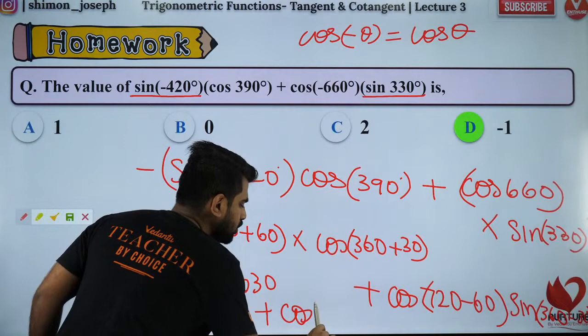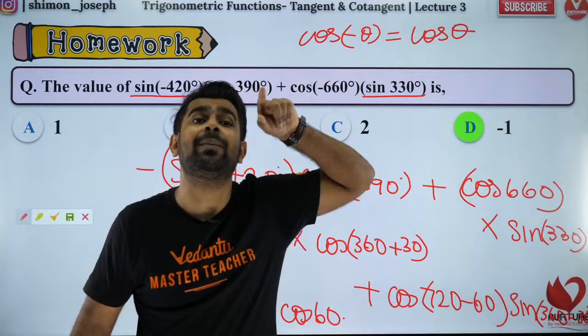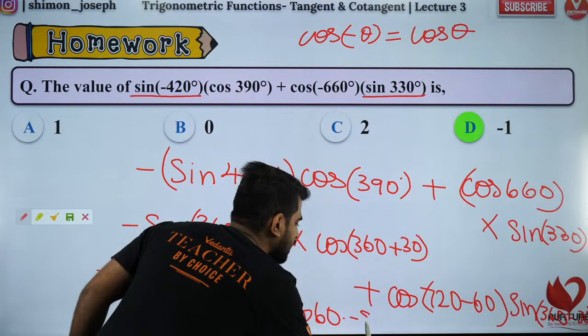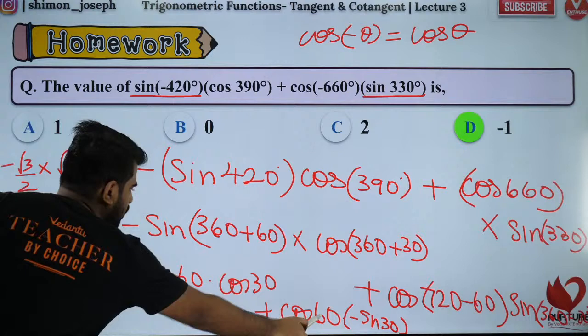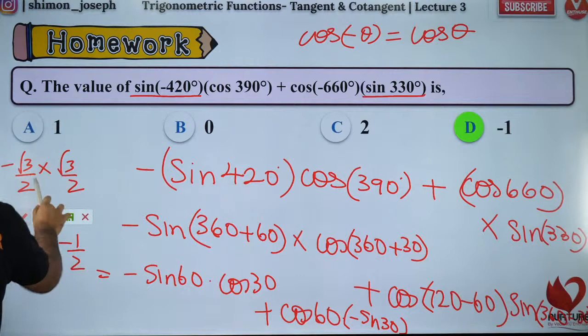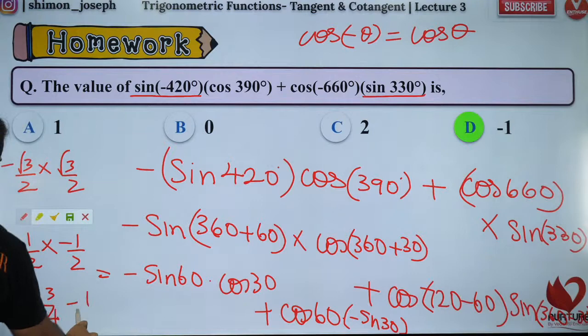So cos 60 into sine of 360 minus theta. Sine of 2 pi minus theta is minus sine theta. So it will be minus sine 30. Are you all clear? So let's do this. What will you get? Sine 60 is root 3 by 2, so minus of root 3 by 2 into cos 30, which is root 3 by 2. Plus cos 60 is 1 by 2 into minus sine 30, which is minus 1 by 2. So we'll get minus 3 by 4 minus 1 by 4, which is equal to minus 4 by 4, which is equal to minus 1. Are you all clear with it?